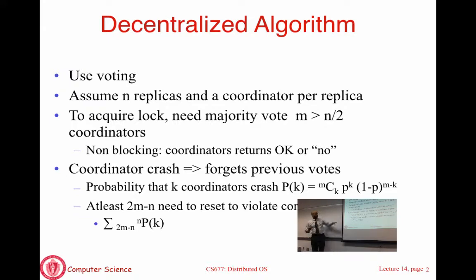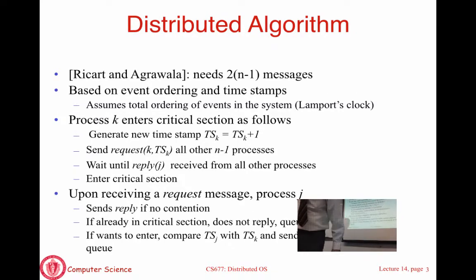There is some analysis here which talks about probability of a crash and so on. I'm going to ignore that here. We'll come back to all of this when we look at fault tolerance. But the basic idea is you're going to have a thread in each process that keeps track of the lock, and then you vote depending on what is going on.